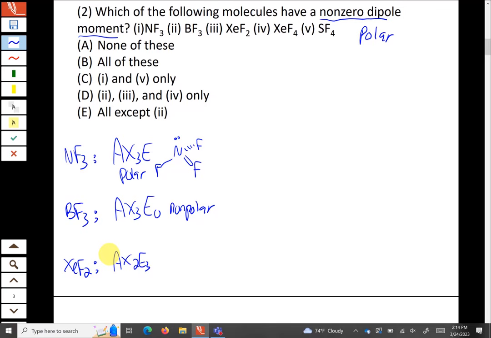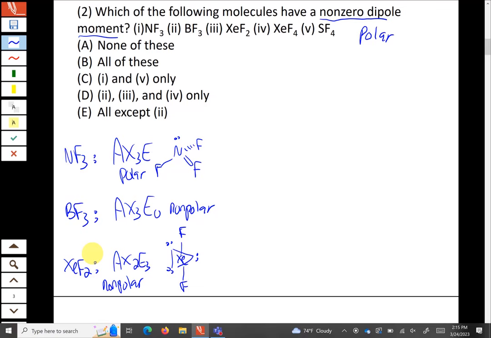So for AX2E3, what ends up happening is it's 5 electron groups, so it's going to be trigonal bipyramidal. We fill all those triangular positions with lone pairs, and that just leaves fluorine there and fluorine there with a central atom. So this would be a linear geometry, which makes it nonpolar. So if you have a linear geometry, one type of outer atom is nonpolar. If it's bent, it would be polar.